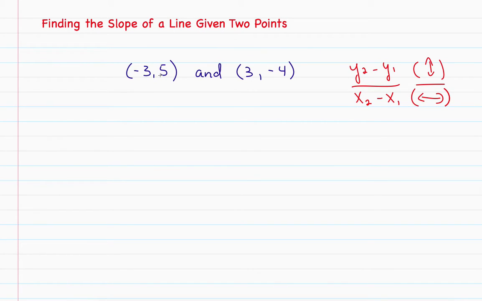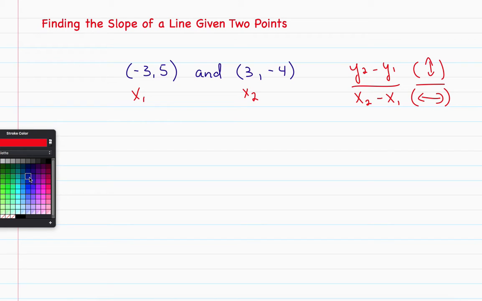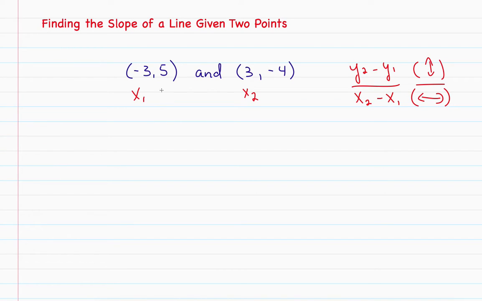For what we're doing right here, the first position in an ordered pair is the x, so we're going to call this x1. This then, of course, will be x2. And then over here, we'll have y1, and then, of course, this will be y2. All right, so let's go ahead and get started here.